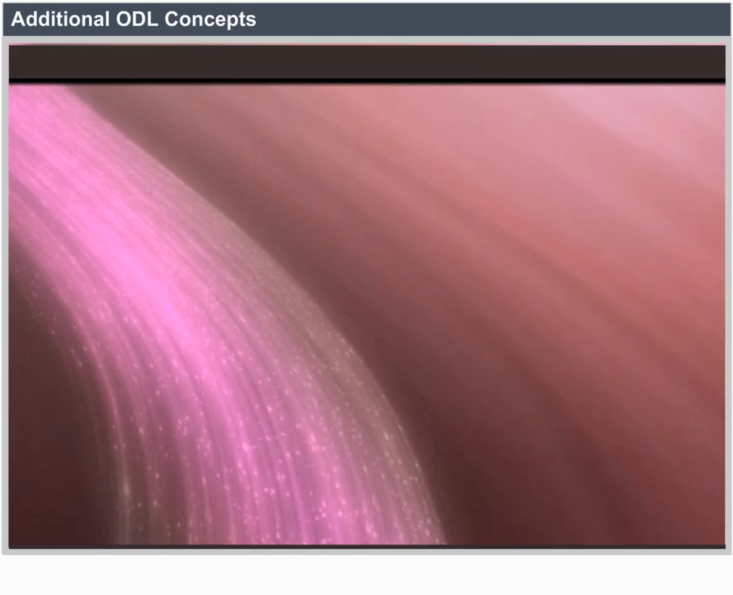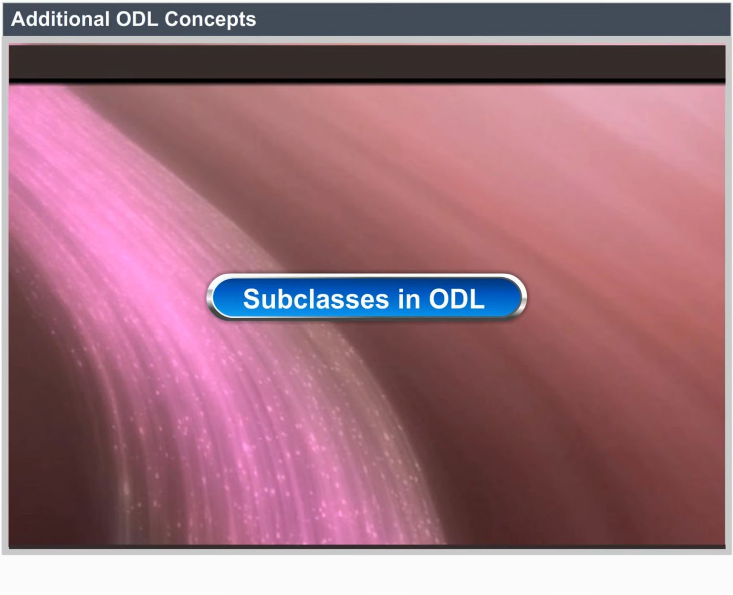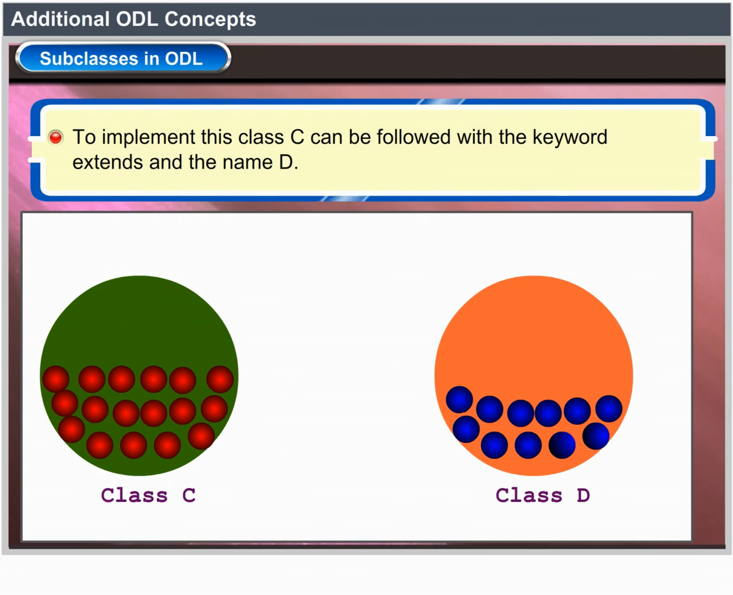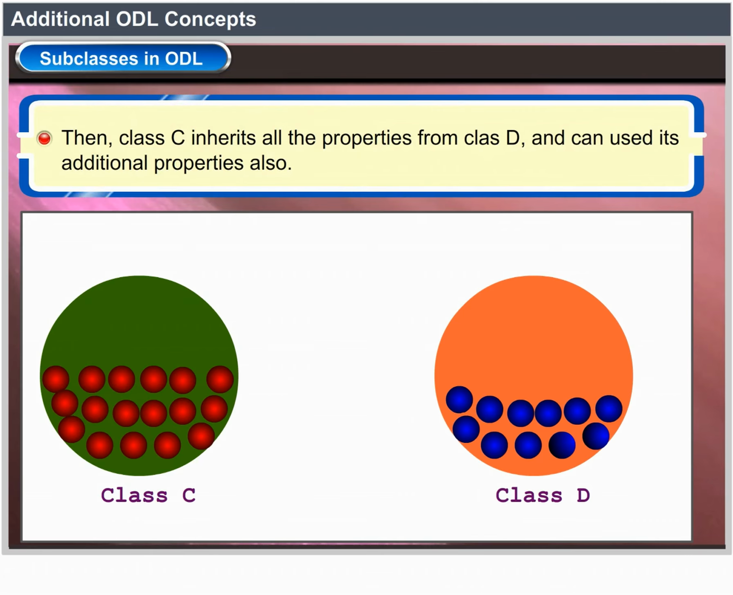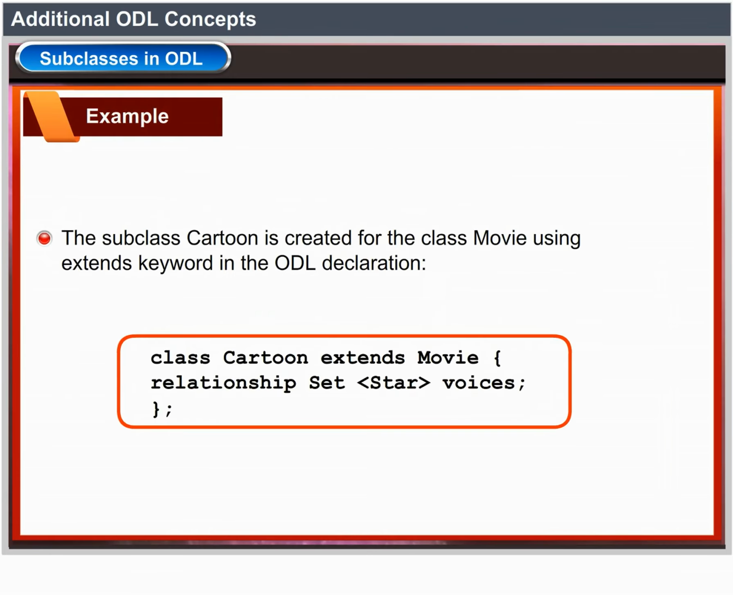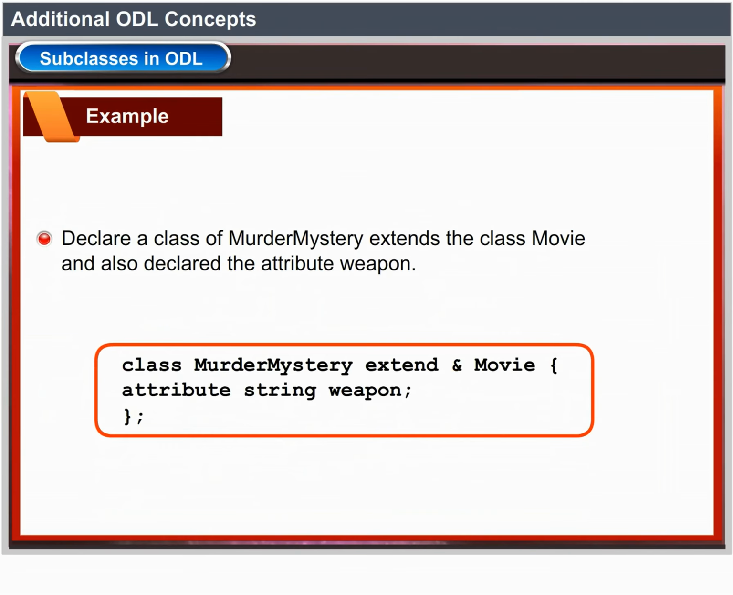Additional ODL concepts, subclasses in ODL. We can declare one class C to be a subclass of another class D. To do so, follow the name C in its declaration with the keyword extends and the name D. Then class C inherits all the properties of D and may have additional properties of its own. Example: we can create a subclass cartoon for movie with the ODL declaration. Declare a class of murder mysteries with the additional attribute weapon.